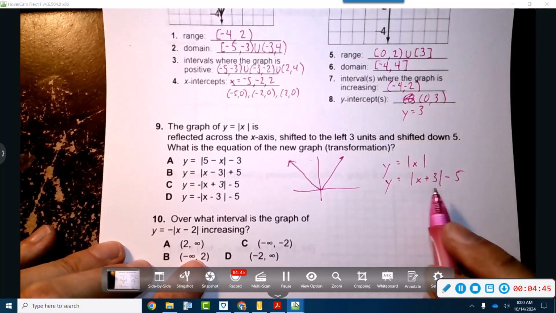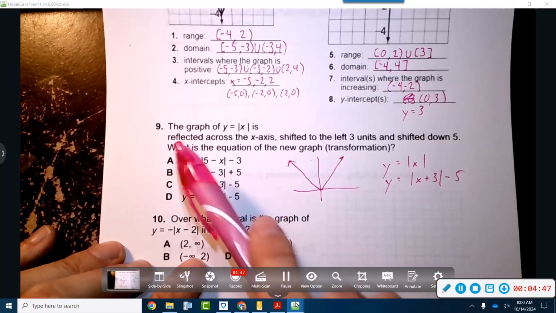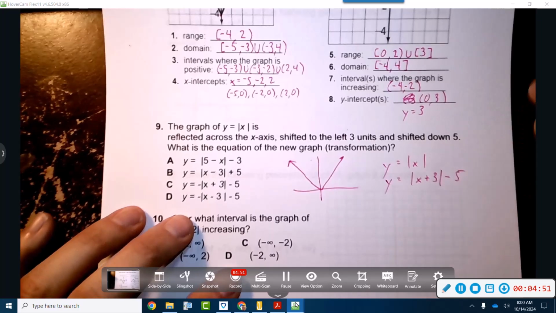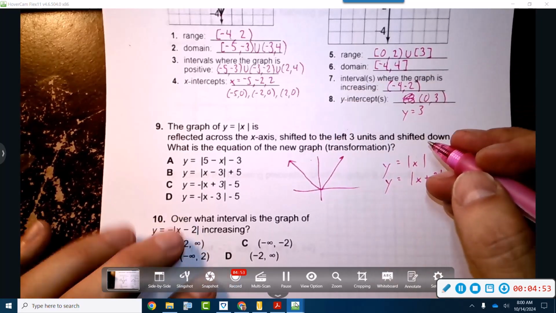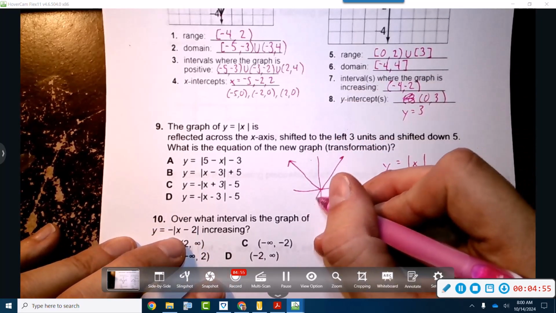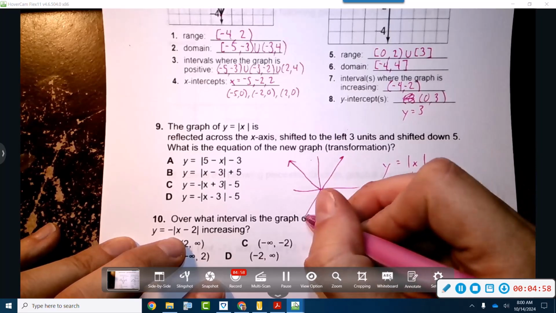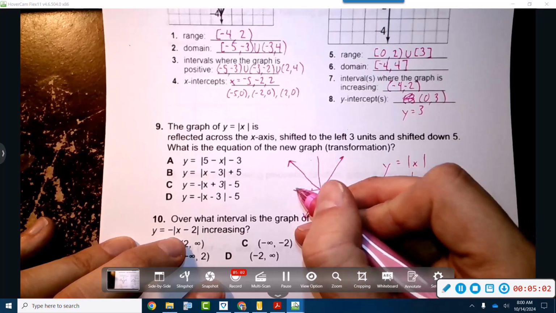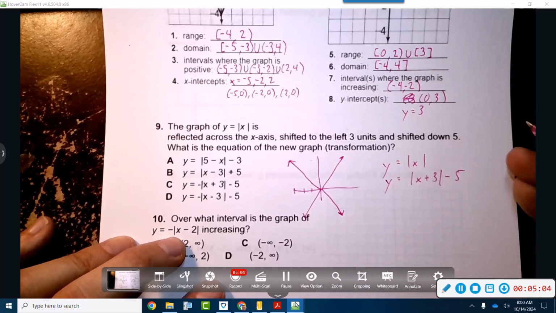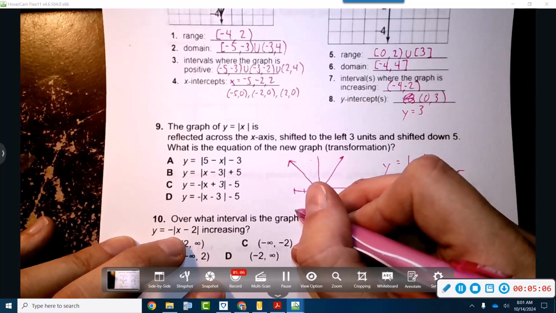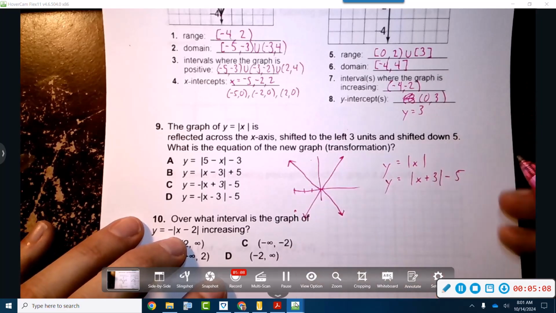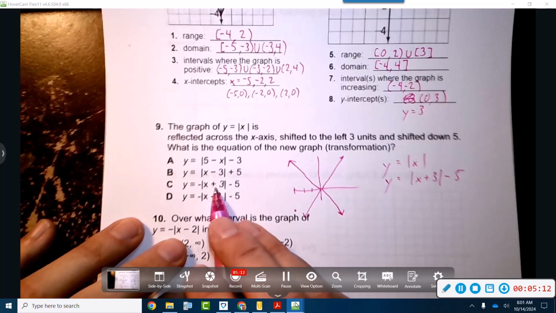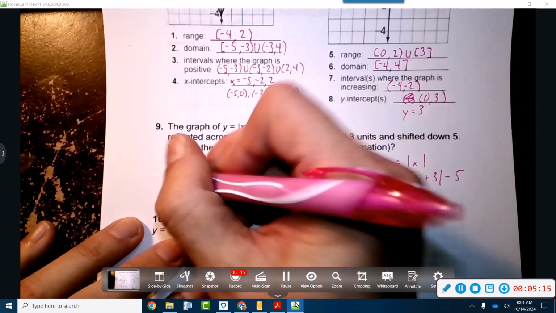Because if it shifts to the left 3 and down, it's reflected across the x-axis. I totally missed that. Okay, so it's reflected. This is a little different. So now we've got to reflect. Then it shifts over to the left 3: 1, 2, 3. And then it goes down 5. Okay, there. So we need this graph. Okay, it shifted right there. So there's no typo.